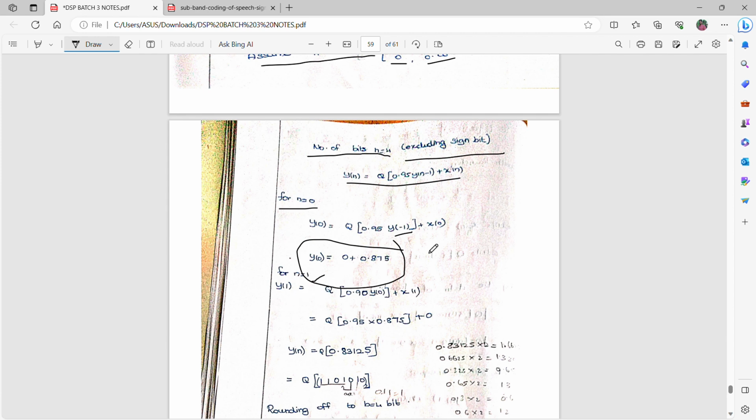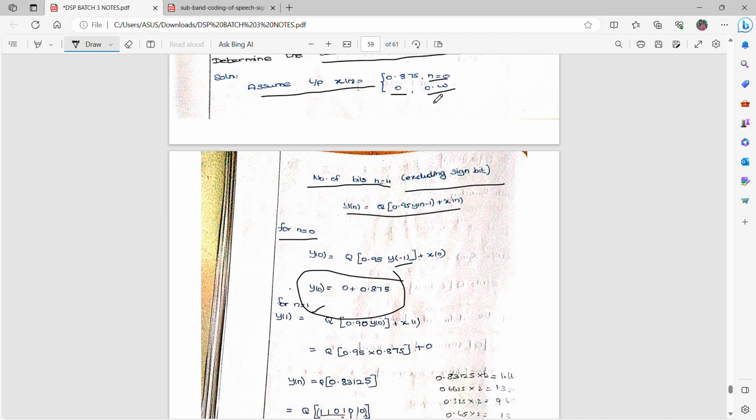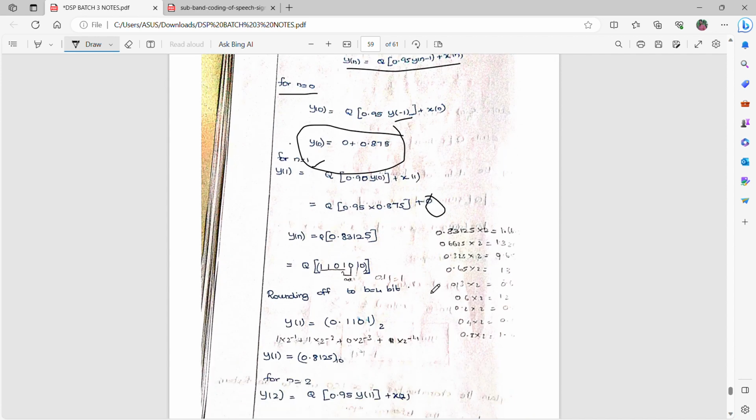So we can substitute n is equal to 1 in the above equation, that is y of 1 is equal to q into 0.95 into y of 0 plus x of 1. So we can substitute the y of 0 in this equation, so that 0.95 into 0.875 plus x of 1. Here in this limit we have seen that otherwise we can assume that it is 0. For n is equal to 0 only the value should be 0.875, otherwise we can assume that it is 0, so x of 1 we can assume as 0. Okay, then multiply these two, and we get the value 0.83125.